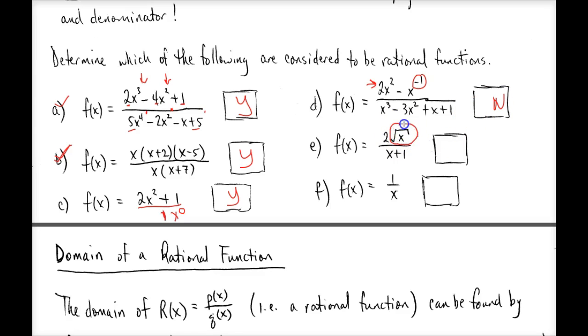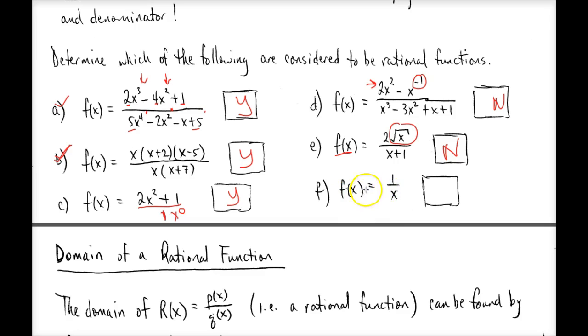Here we have square root of x. And of course, that would make the expression 2 times square root of x not a polynomial. And thus, our function f of x here is not a rational function.